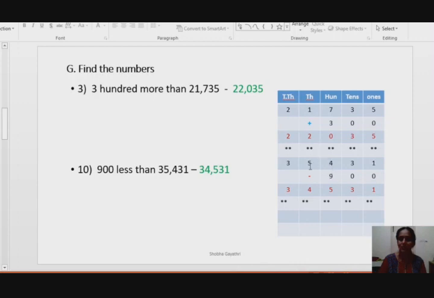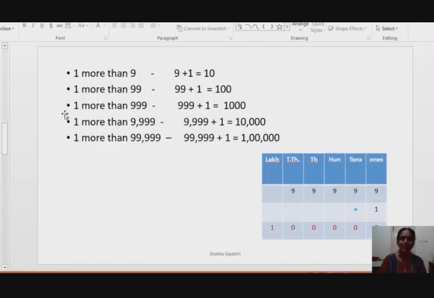You have to borrow 1 from thousands place. Borrow 1 from 5, it will become 4. 14 minus 9, 5. 1 is already taken to the hundreds place. 4, nothing, you need not subtract anything. 5 as it is. 34,531 is your answer.